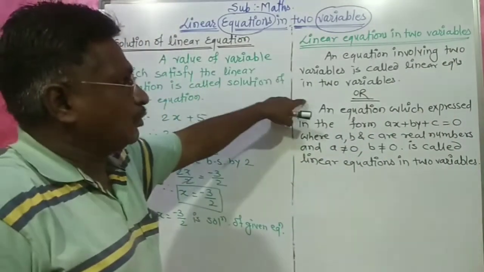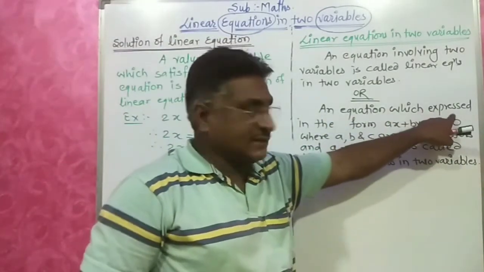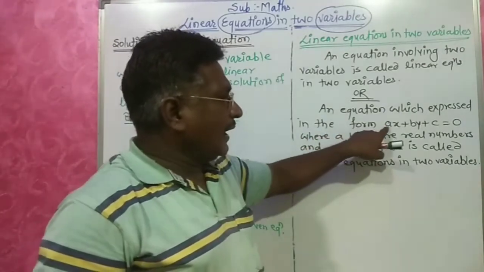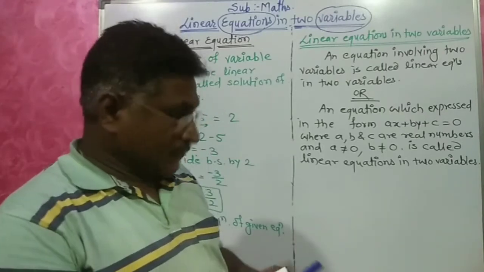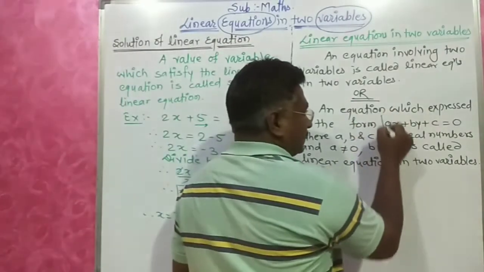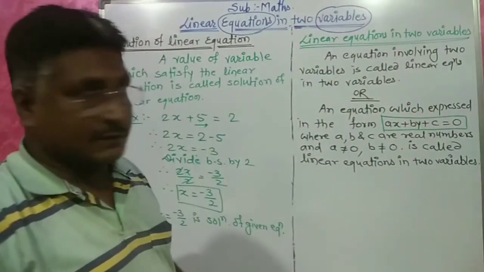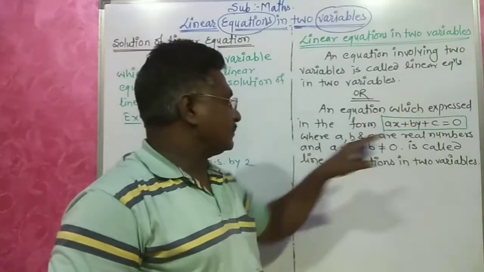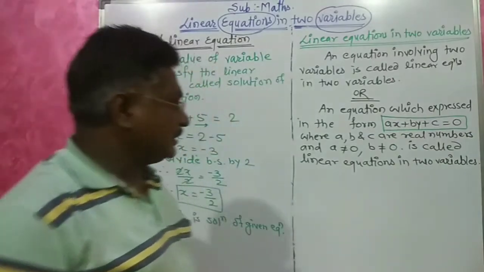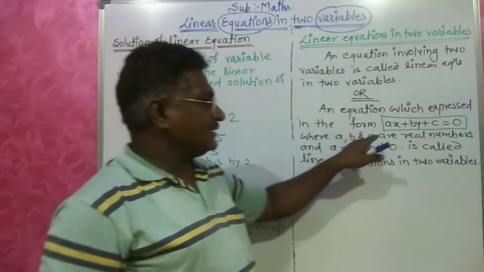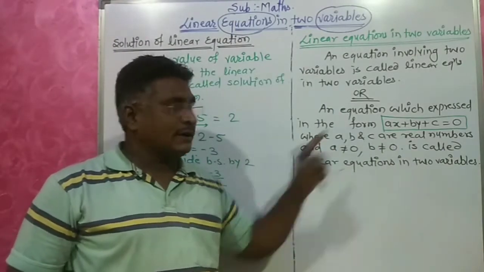So what is the definition of linear equation in two variables? An equation which is expressed in the form ax + by + c = 0. This is the most important thing. This thing is very important. So an equation which is expressed in the form ax + by + c = 0, where a, b and c are real numbers and a ≠ 0, b ≠ 0.